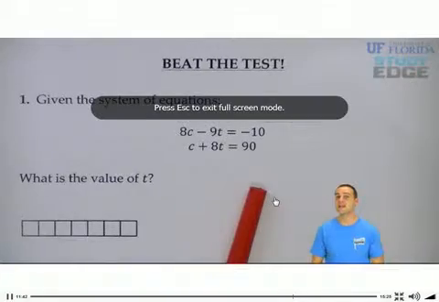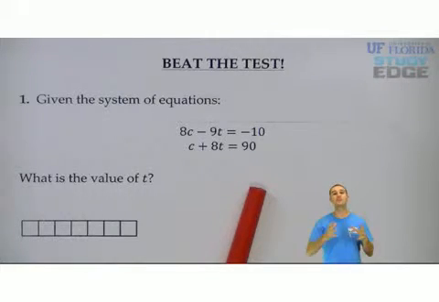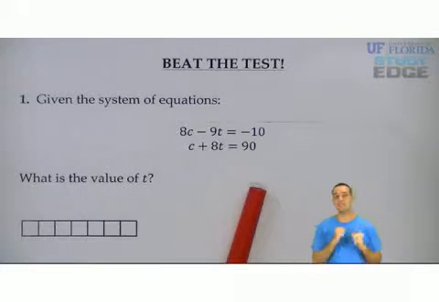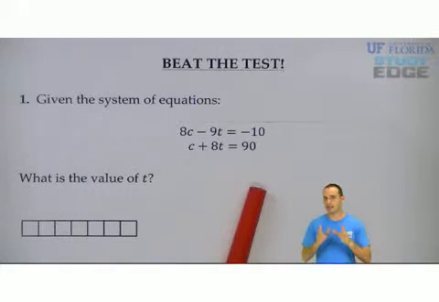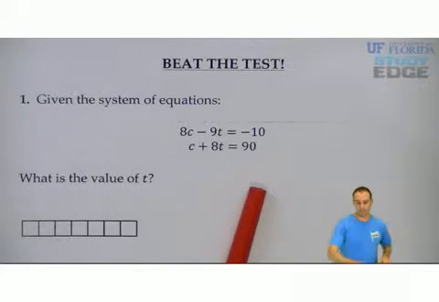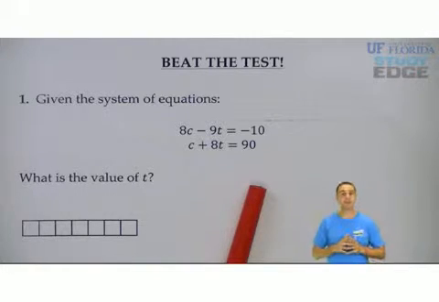Beat that test. Now notice in this case, they're only asking for one variable, so you really do need to know how to solve these. They ask you for one variable to beat the test. Make sure you're answering the correct one. Like if they ask you for t, and you accidentally give them the answer for C, that could be wrong. So you've got to be very careful.